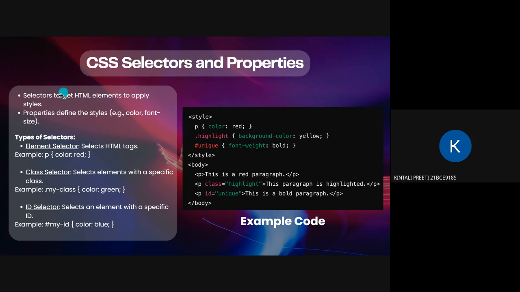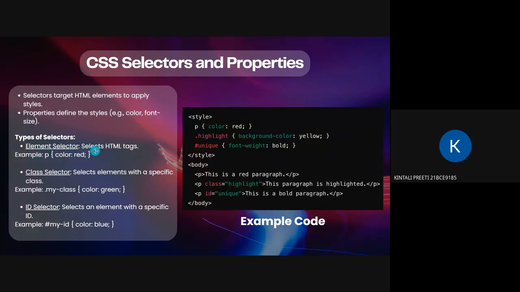So all these are called selector targets to apply style. Properties define the style, for example, color, font size. We can give multiple properties to each selector. So P is just a tag name, but we have some types of selectors also.